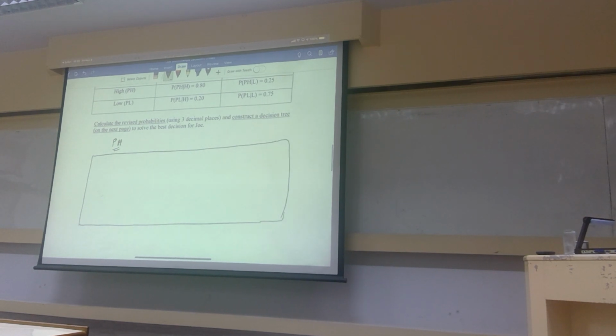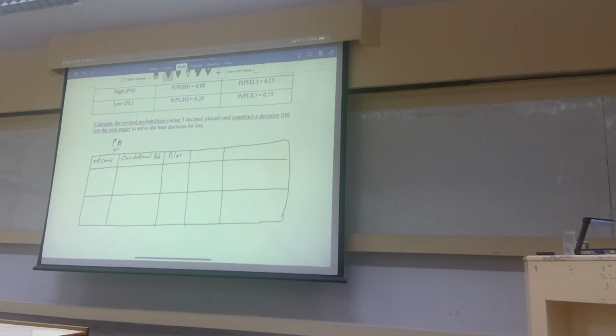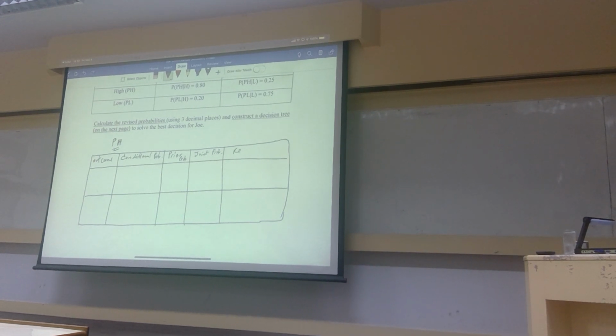So we have the outcome, we have the conditional probability, we have the prior probability, we have the joint probability and the revised probability.